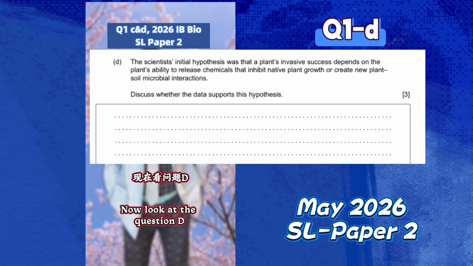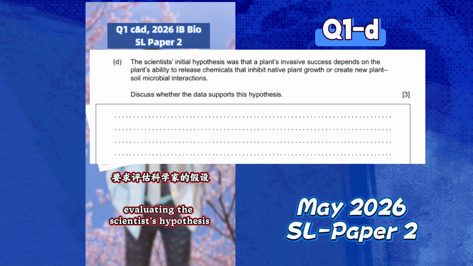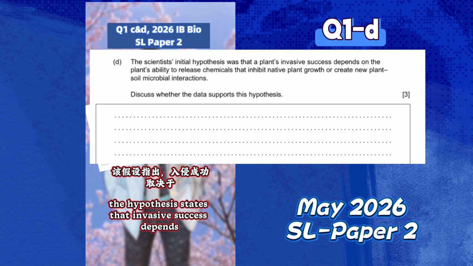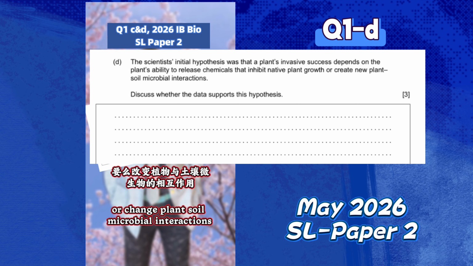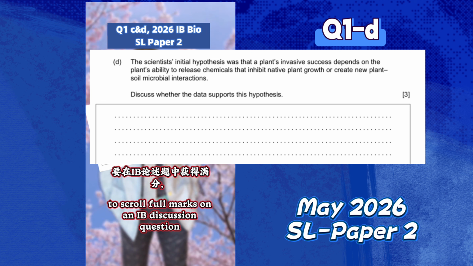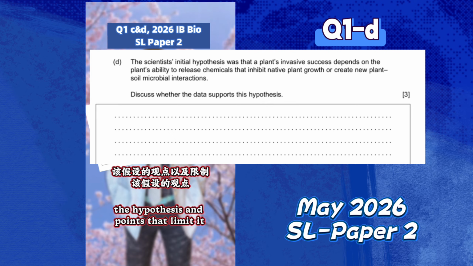Now, look at question D. This is a 3-mark discuss question evaluating the scientist's hypothesis. The hypothesis states that invasive success depends on releasing chemicals that either inhibit native growth or change plant-soil microbial interactions. To score full marks on an IB discussion question, you must give points that support the hypothesis and points that limit it.